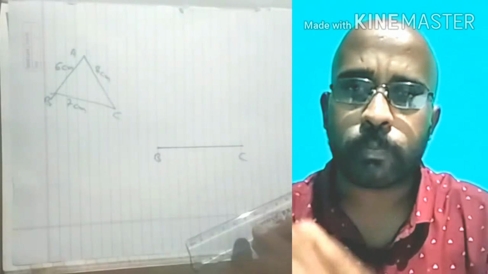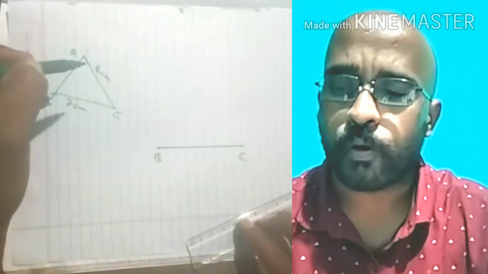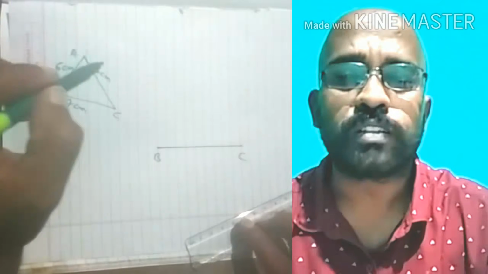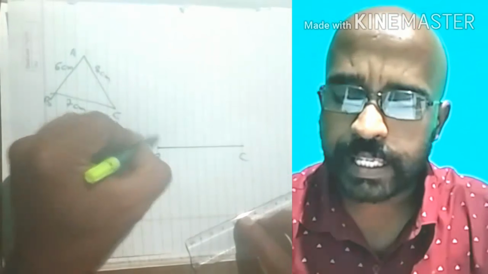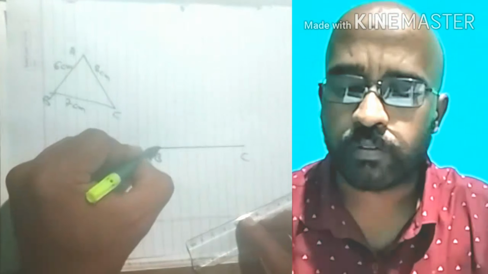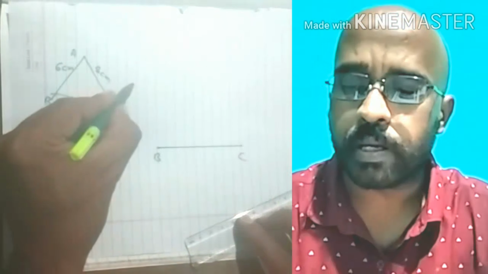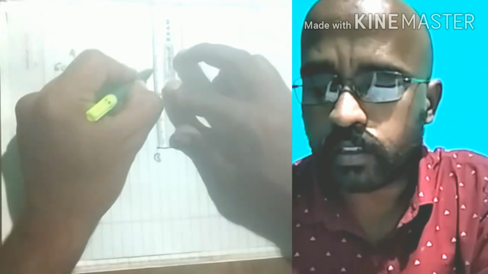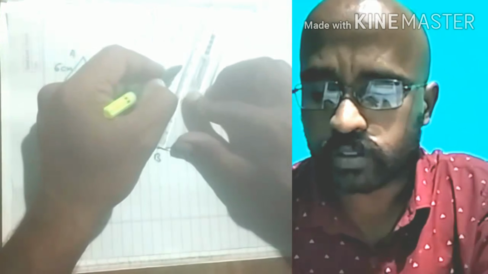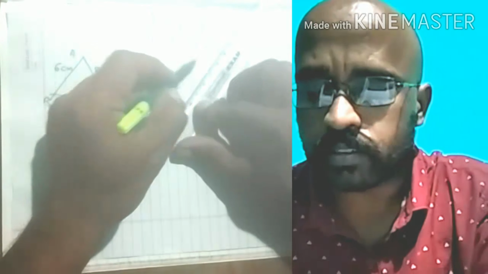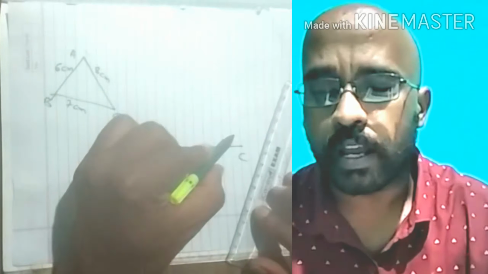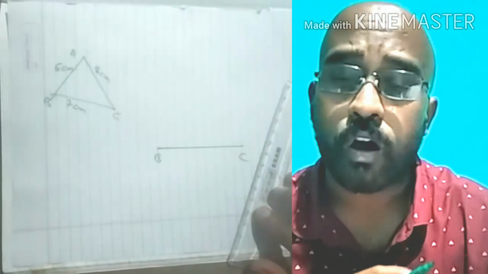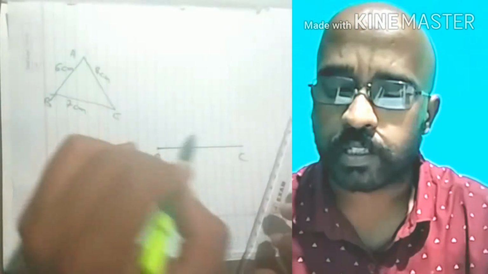So what information about point A is available? Information about point A is that AB is equal to 6 centimeter, means A is at 6 centimeter from B, maybe here, because from B I can draw 6 centimeter. So this is 6 centimeter, this is also 6 centimeter, this is also 6 centimeter from B. So I have to locate all the points which are 6 centimeter away from B.